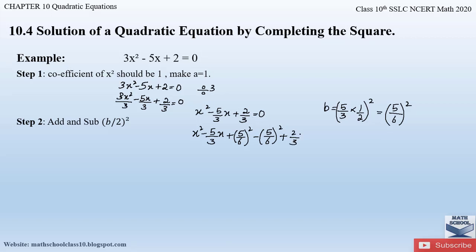This 2 by 3, that is the constant we are writing here, is equal to 0. We are adding and subtracting this term, 5 by 6 the whole square, because the overall equation will be the same when we add and subtract the same terms, right? Now the third step in this method is complete the square. So now we have to do completion of the square.